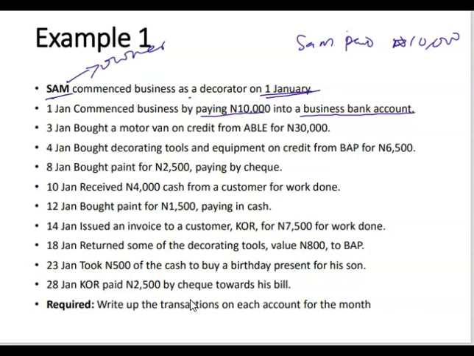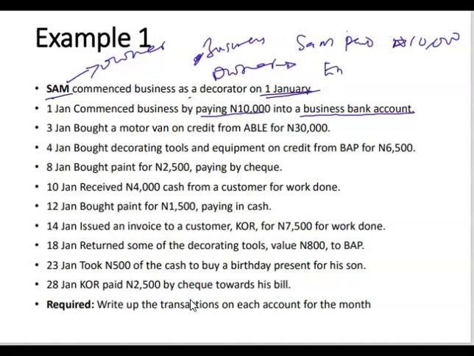My entity concept in accounting tells me that the business is different from the owner. So that means whatever Sam is doing, Sam is representing what? The business. Sam, being the owner of the business, is different from the business. Whatever money Sam pays into the business is expected to pay Sam back. That means whatever Sam is giving to the business is a liability to the business that the business must pay Sam back.